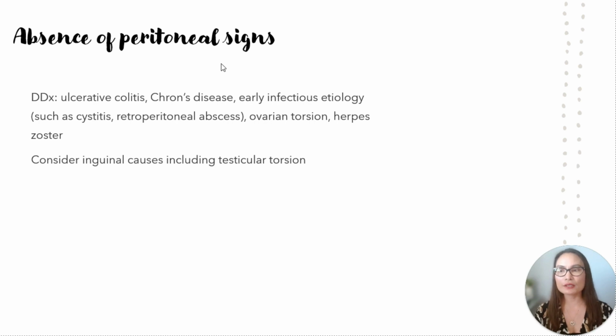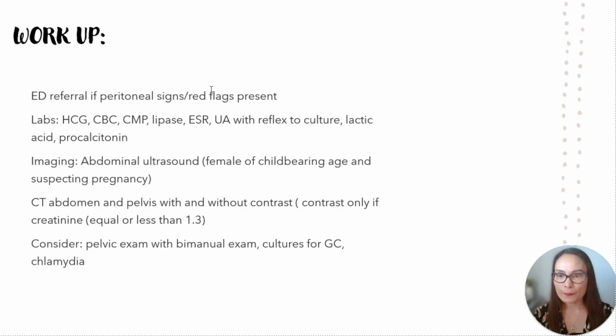Okay, if your patient is coming in with lower abdominal pain without the red flags, you're going to consider in your differential diagnosis ulcerative colitis, Crohn's disease, early infectious etiology, cystitis, retroperitoneal abscess, ovarian torsion, herpes zoster. All right, you can also consider inguinal causes, including testicular torsion. Remember, you're going to do due diligence in your history taking, right? Your HPI. So your workup.